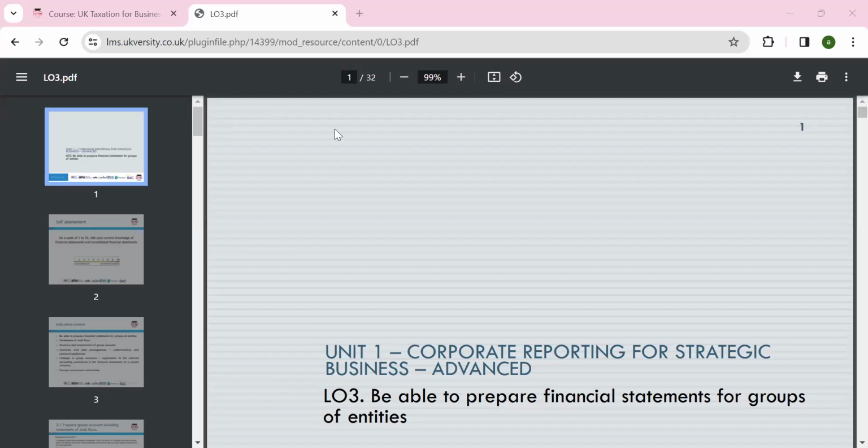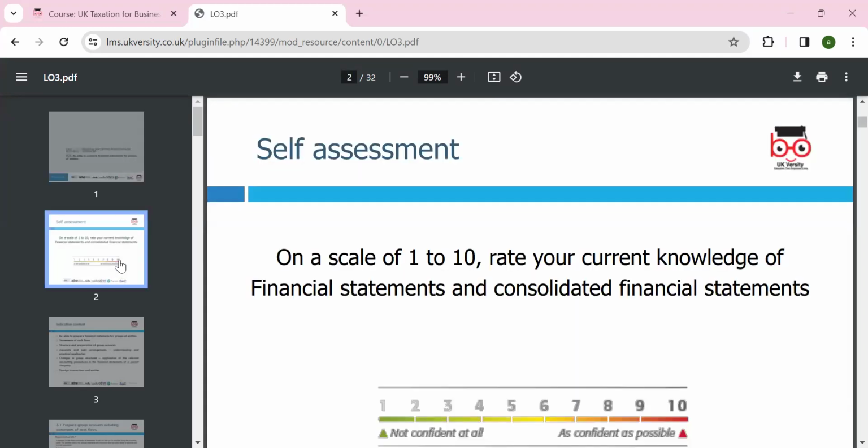In the group we always try to find the goodwill. When we prepare, we also do NCI, non-controlling interest, and retained earnings. We can pick examples. I'll show you retained earnings of the group: the parent and the subsidiary post acquisition. Yes, post acquisition, because we don't have any concern with pre acquisition.